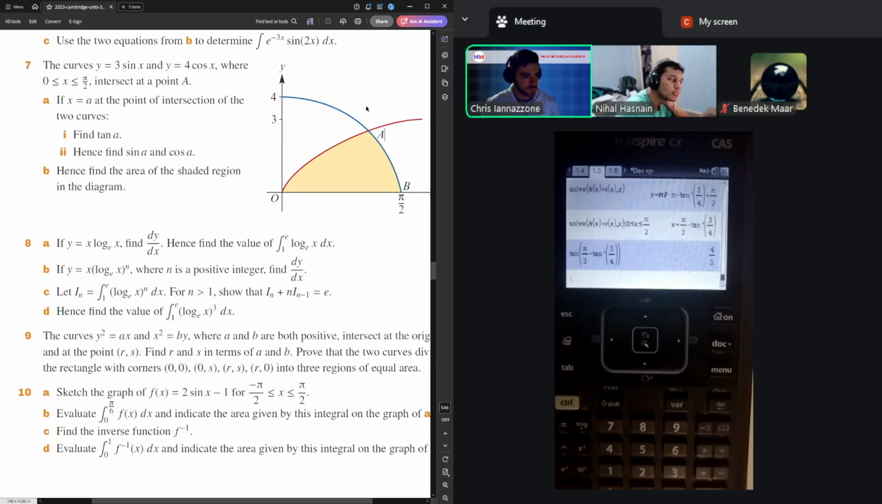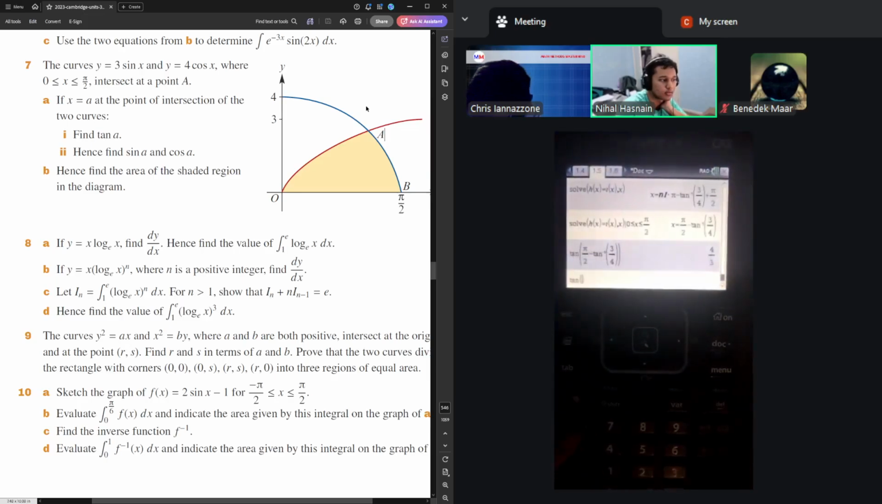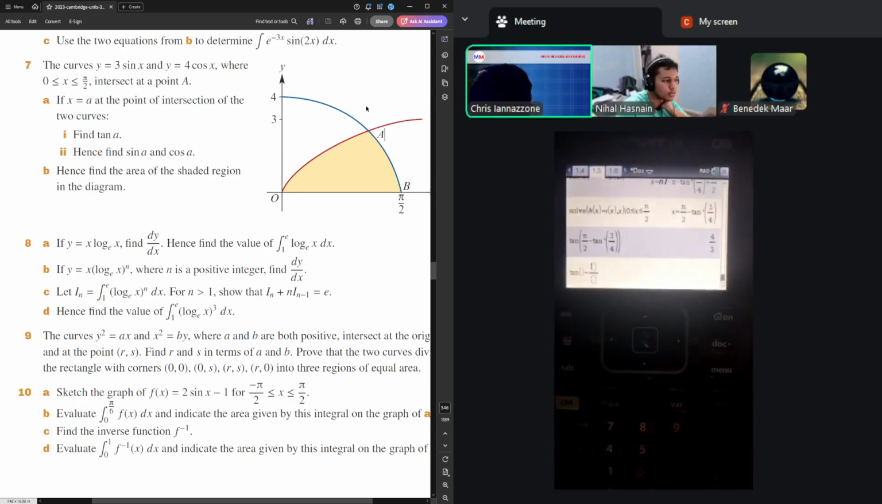Well, tan of x is the same as sine of x over cos of x. Perfect. So what's that going to do?